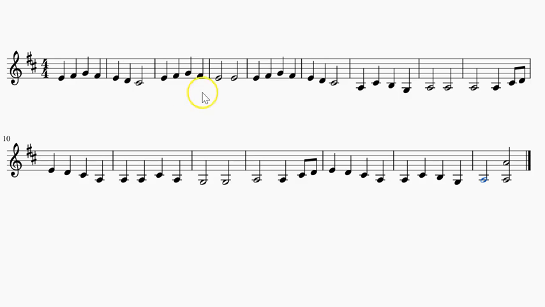There are lots of well-known tunes that are modal. Here's this one. So A is the tonic.